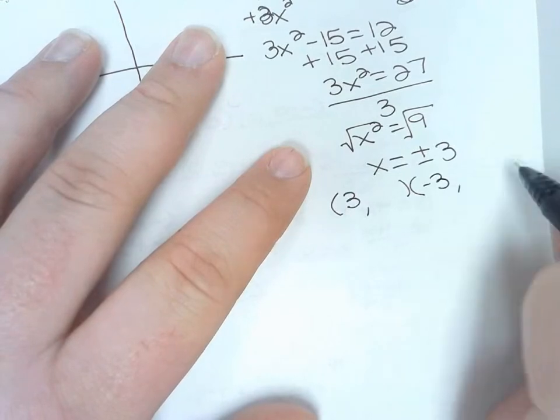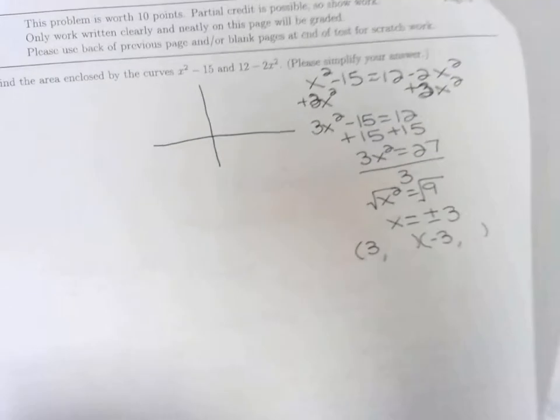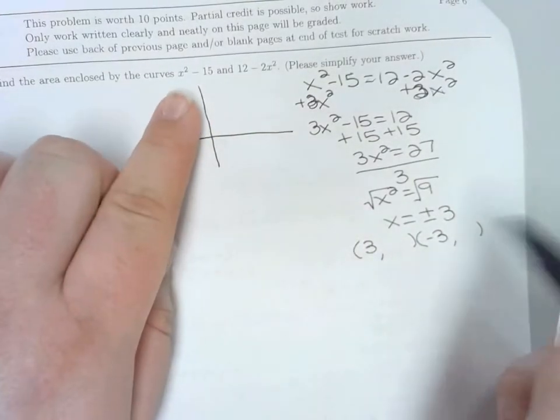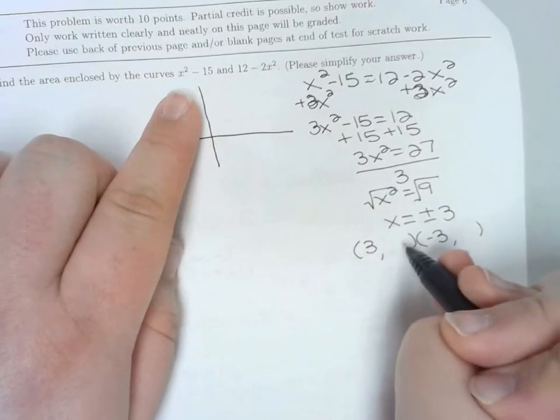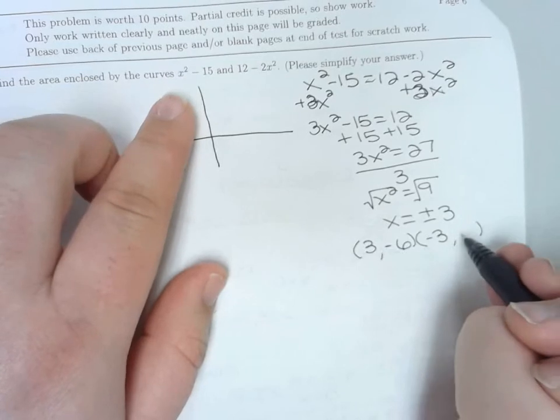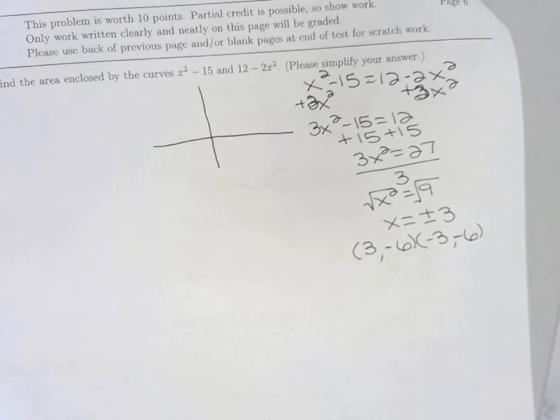To find the y values, plug 3 and negative 3 into either function. It doesn't matter. If I plug 3 into x squared minus 15, I get 9 minus 15, which is negative 6, and if I plug in negative 3, since I'm squaring it, it's the same. Those give us the points where they intersect, which helps with your graph, and also gives you the interval for your integral.